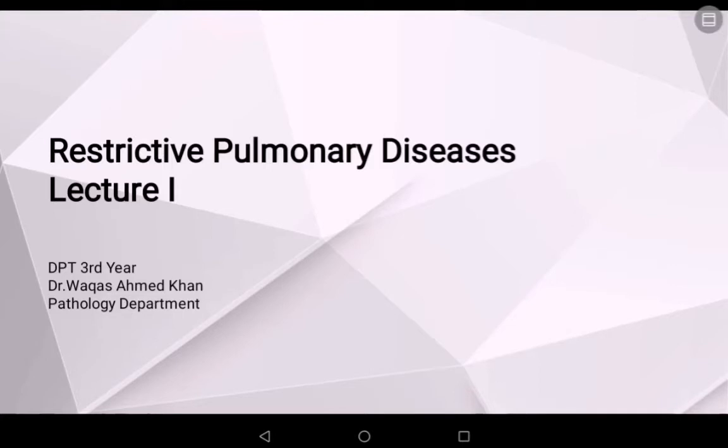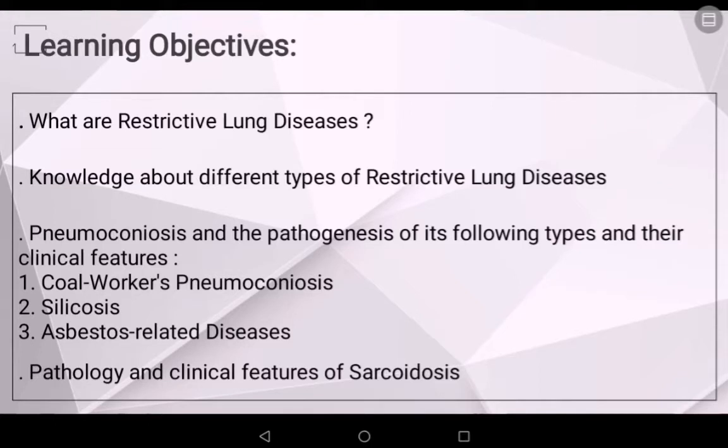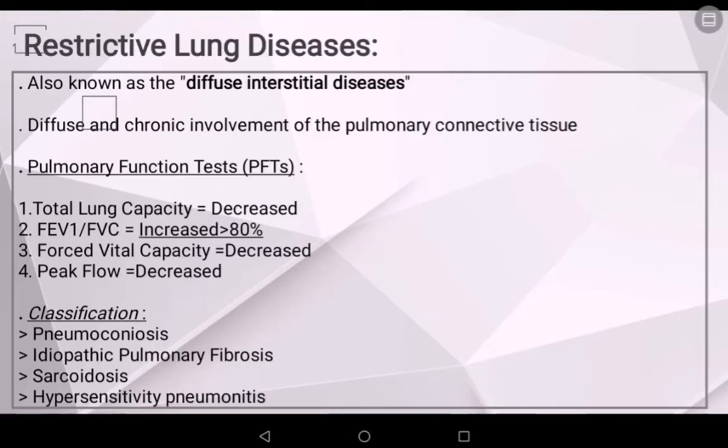Today we will talk about the restrictive pulmonary diseases. Let's look at the learning objectives. In this lecture, we will talk about what are the restrictive lung diseases. We will have knowledge about different types of restrictive lung diseases, pneumoconiosis, and the pathogenesis of its following types and the clinical features. And this will include three diseases which are coal workers pneumoconiosis, silicosis, and the third one is asbestos-related diseases. We will also talk about the pathology and clinical features of sarcoidosis, which is also involved in the restrictive lung diseases.